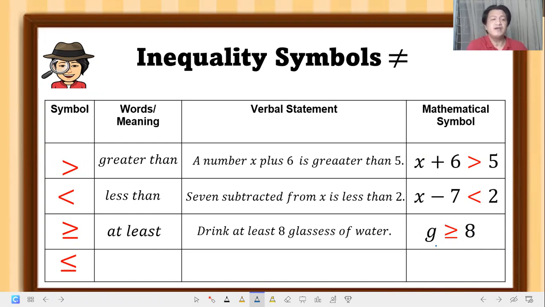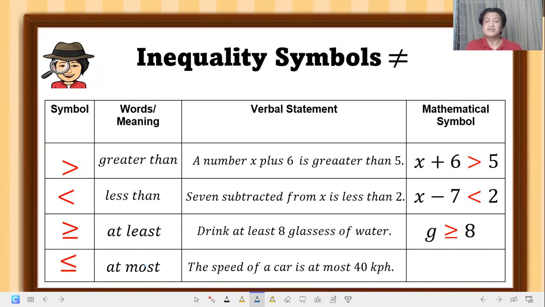Okay, and we have this, at most. Kapag at most naman yan, that is less than or equal. Example natin, the speed of a car is at most 40 km per hour. So gumamit siya ng salitang at most. Kapag nirepresent natin sa inequality, we have S stands for the speed is less than or equal to 40. Ibig sabihin yan, yung number of speed is pwede siya mag-equal ng 40 pero hindi siya pwedeng tumaas ng 40. Ibig sabihin yan, bababa siya sa 40. Kasama yung 40 doon. 40, 39, and so on and so forth. Yun ang ibig sabihin ng at most.